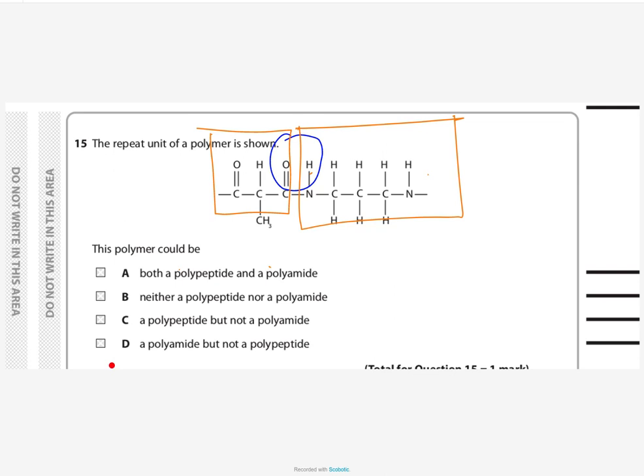Polymer could be both polypeptide. No, polypeptides are formed from amino acids. Polypeptide, peptide. Polypeptide is for amino acids. Both polypeptide and polyamide, can't be. There's no amino acids here, right?